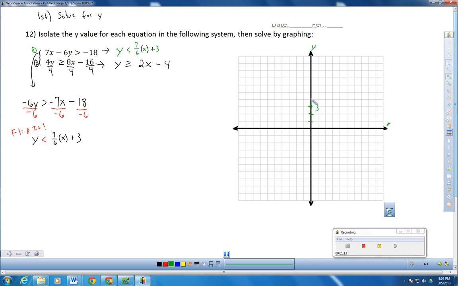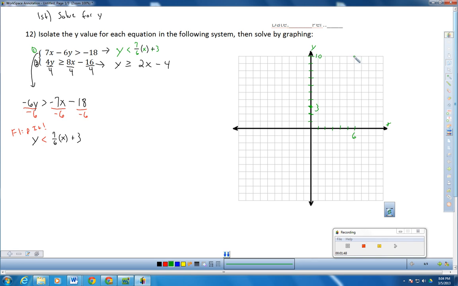I could go up 7, 1, 2, 3, 4, 5, 6, and 7. And up 7 from 3, I know that's going to be 10. And I know I'm going to go right 6. 1, 2, 3, 4, 5, and 6. So up 7, right 6.